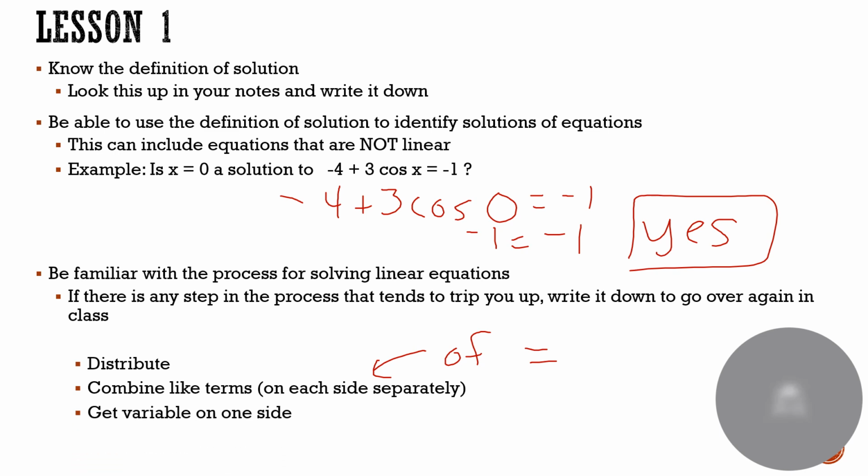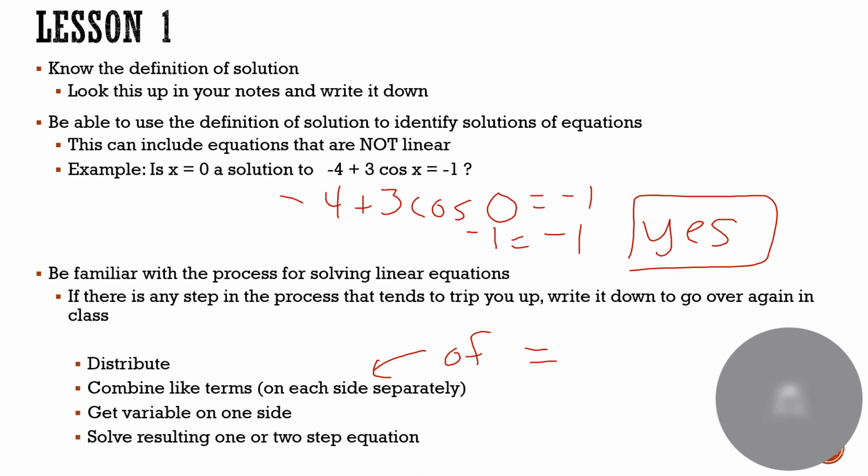Get the variable on one side. This involves either adding or subtracting some of the variables to each side, if you've done the first two steps. So you're going to say, add 2x to both sides or subtract 2x. Now, not all equations have the variable on both sides, so maybe you're looking at it and saying, oh, the variable is only on one side. Well, then you're good to go with that.